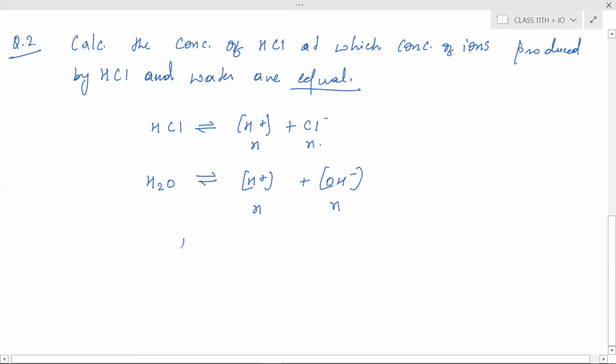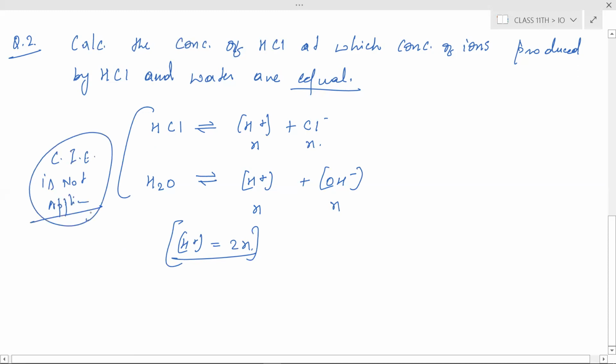Now, the concentration of H plus ions will be equal to 2x here. X plus X is equal to 2x. Now, here common ion effect is not applicable. Why? Because the concentration of H plus ions produced by HCl and H2O are equal. These both are X only. So X plus X is 2X.